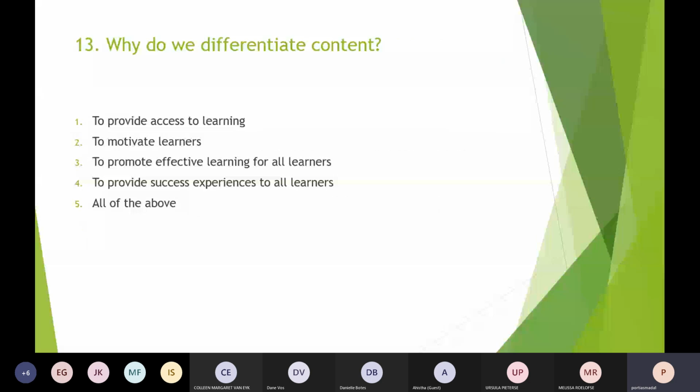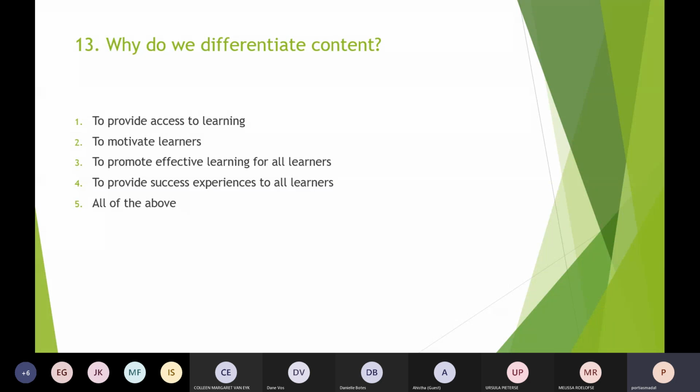Let's move on to number 13. Why do we differentiate content? Is it to provide access to learning, to motivate learners, to promote effective learning for all learners, to provide success experiences to all learners, or is it all of the above? What do you think? That one is definitely all of the above. There can't be another answer. All right, thank you. Do you all agree with that?